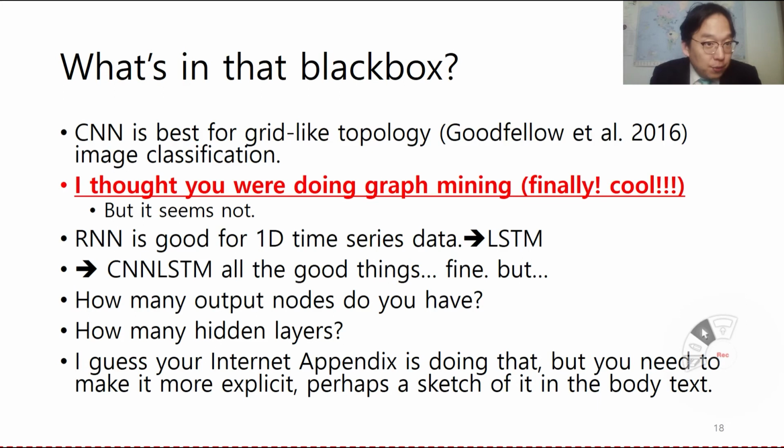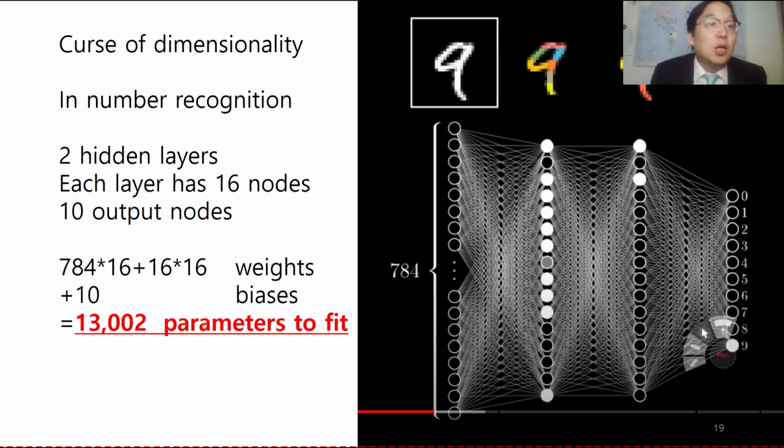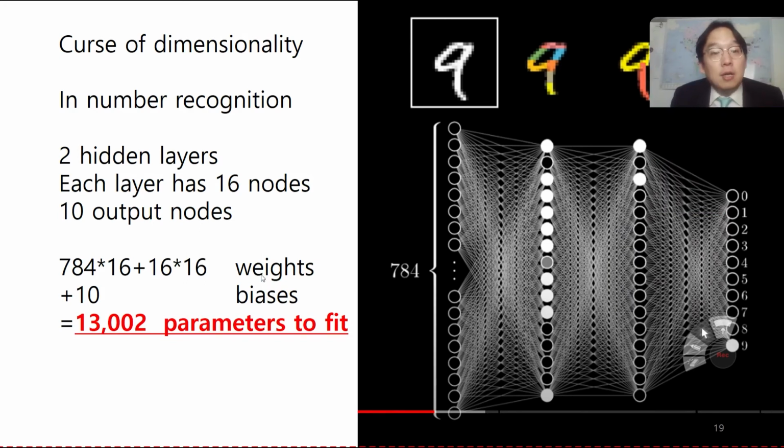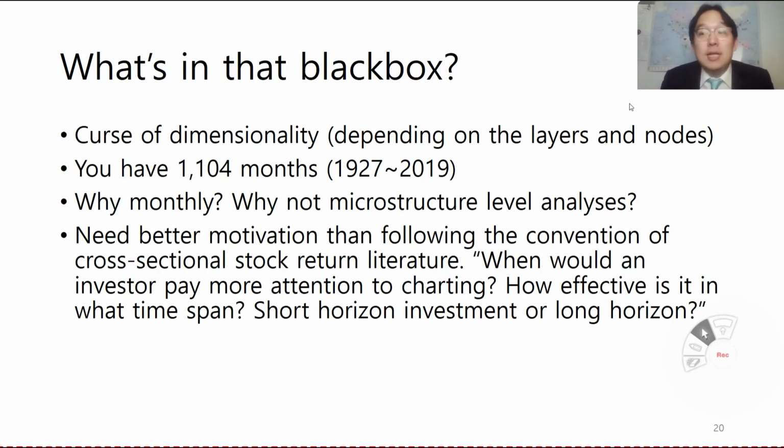RNN is good for, yes. How many output nodes do you have? I want to ask you questions, and how many hidden layers do you have? I guess your internet appendix is doing that, but you need to make it more explicit, perhaps sketch it in the body text. The curse of dimensionality might be a concern, depending on your specification. In number recognition, with 2 hidden layers of 16 nodes each and 10 output nodes, you'll have to estimate about 13,000 parameters. If your data is not big enough, you will end up overfitting.